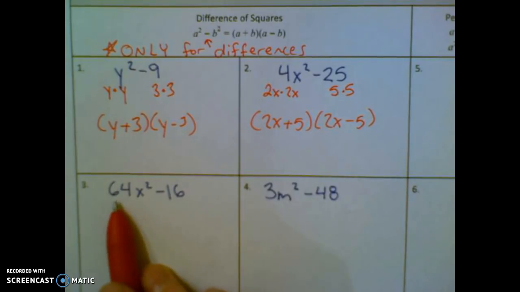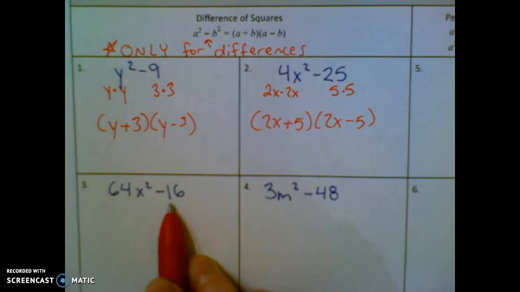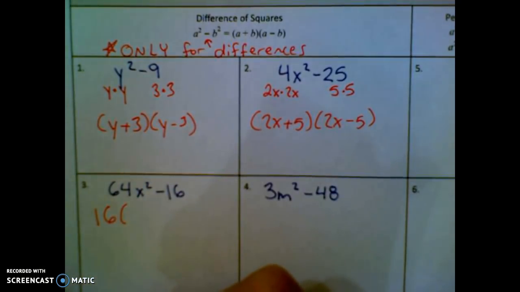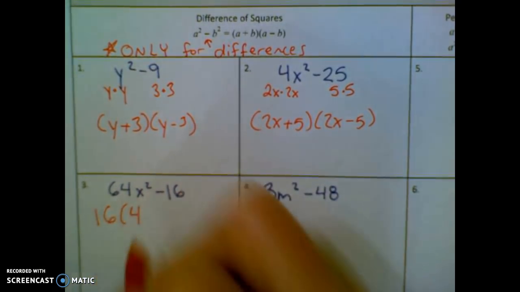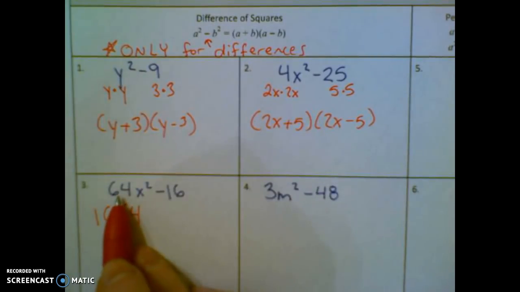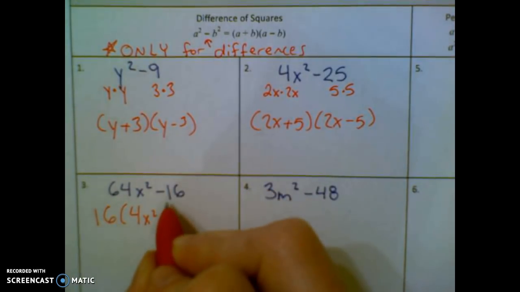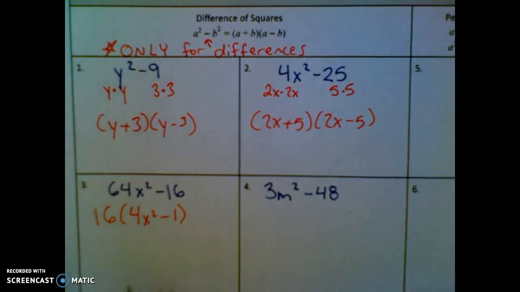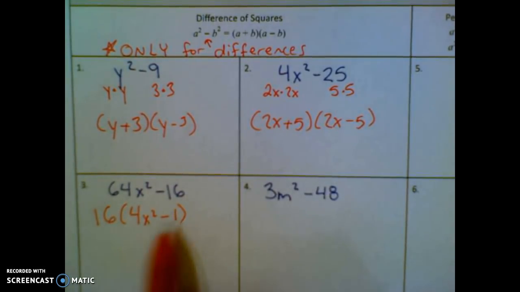All right, this one here, you actually could. 64 is a square. It's 8 squared, and 16 is 4 squared. But these actually have a GCF. 16 goes into both of them. So you do want to factor out any GCF starting out. So 16 goes into 64 4 times, and 16 goes into negative 16 negative 1 times. This still is going to be a difference of squares.